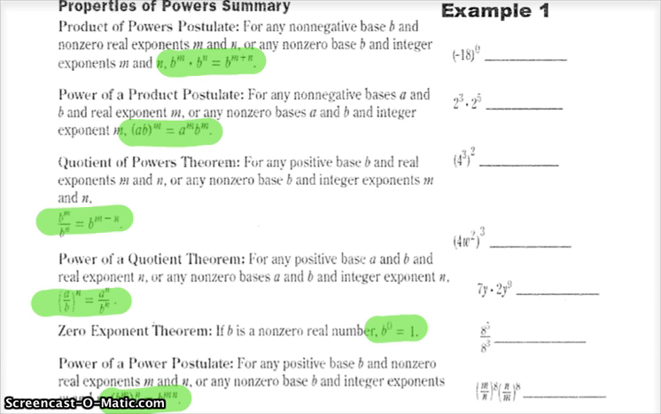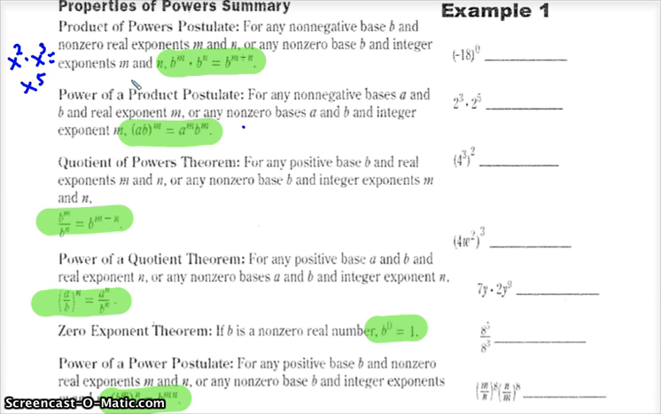The first example is what's called the product of powers. This happens if I'm multiplying two powers together. If they have the same base, I will add the exponents. It would look something like this. x to the second times x to the third becomes x to the fifth. I simply added the exponents.